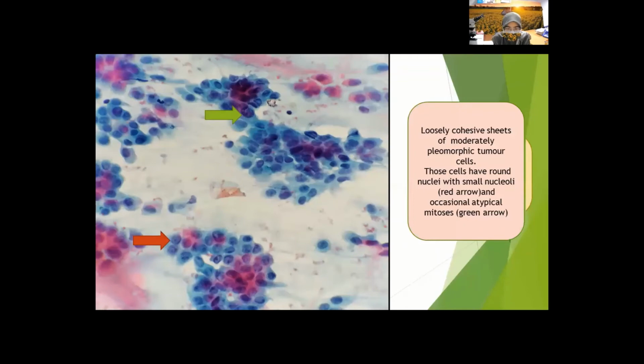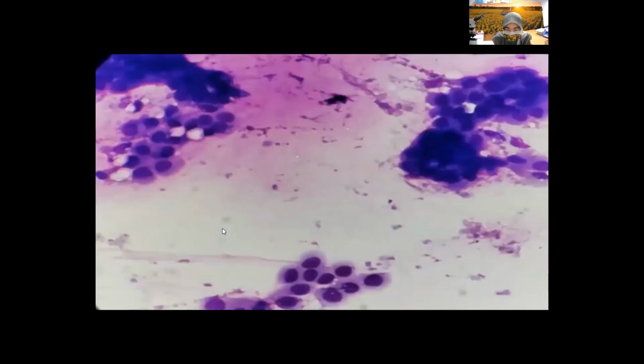So this is under higher power view to show you the pleomorphism of the cells. Nuclear pleomorphism is quite mild to moderate, with presence of mitosis. And then you can appreciate the nucleoli, the cells with nucleoli. And in the other view, it's really difficult to see, but here you can appreciate the intracytoplasmic vacuoles.